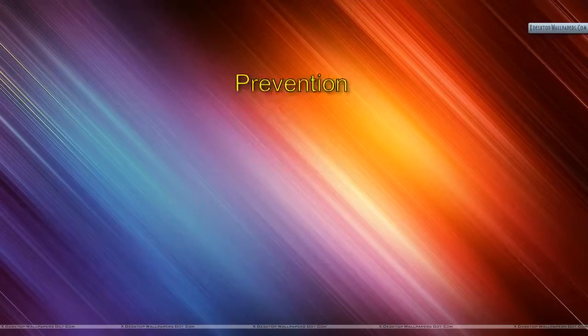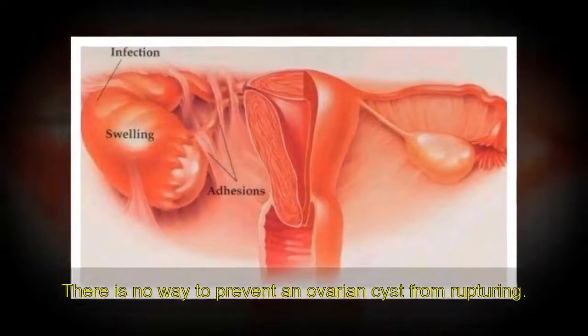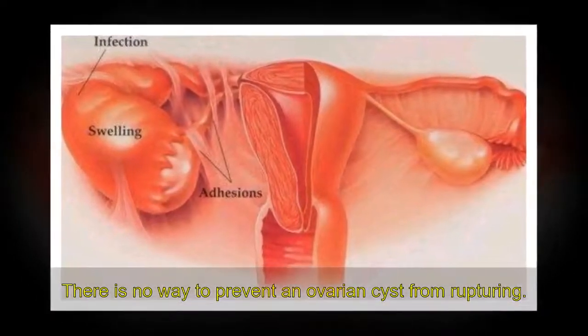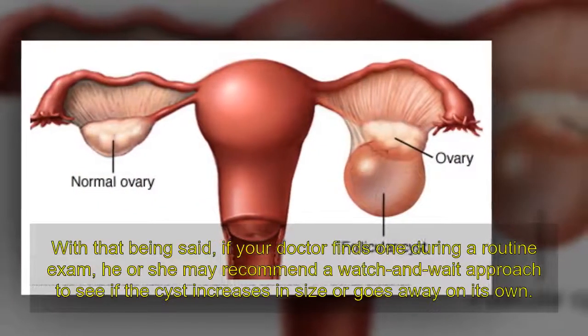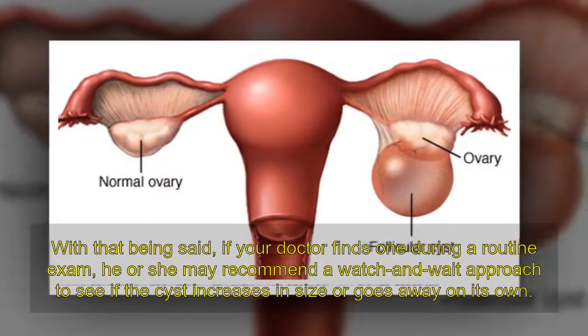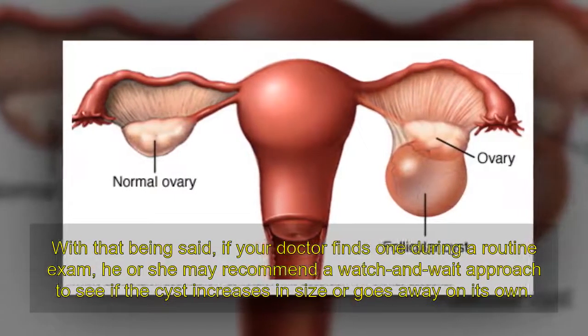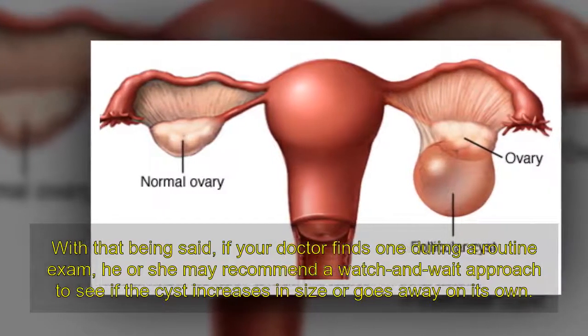Prevention. There is no way to prevent an ovarian cyst from rupturing. With that being said, if your doctor finds one during a routine exam, he or she may recommend a watch-and-wait approach to see if the cyst increases in size or goes away on its own.